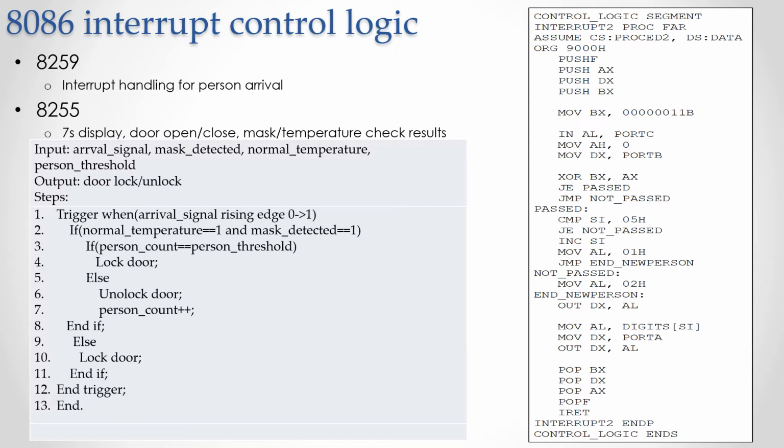Moreover, we have 8255 on the other side, which shows the current number of persons within the building on a 7-segment display, and locks or unlocks the door correspondingly.